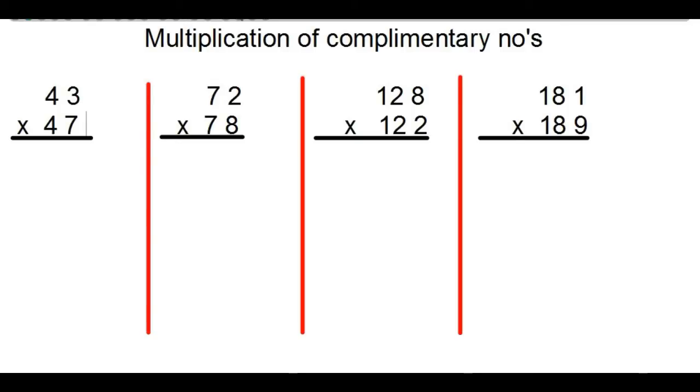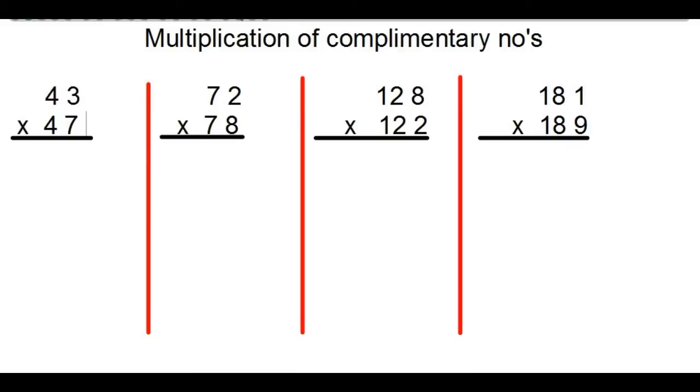Similarly, in case of 72 and 78, we find that 2 plus 8 is 10. The sum of the unit places is 10 and the tens places are equal, or I can say the remaining part of the number is equal. And likewise in 122 and 128, we find that 2 plus 8 is 10. The sum of unit places is 10 and the remaining part of the number, that is 12 and 12, is equal in both the numbers. So such numbers are referred to as complementary numbers.